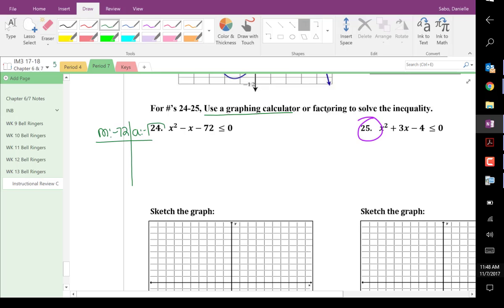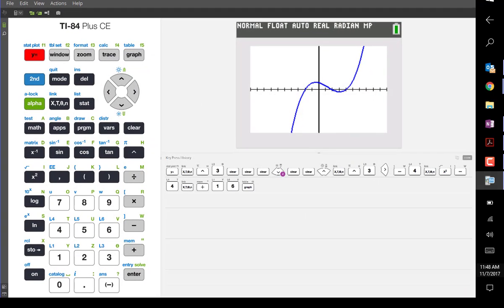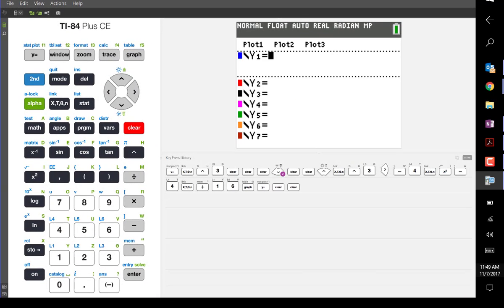So it says use a graphing calculator or factor. If you already hate this idea, go to your graphing calculator. Okay, so here we go. I'm going to show you on your graphing calculator because I think it might be easier. So let's type it in your graphing calculator. Go to y equals, clear it out. I'm going to use Chris's here because I need it. X squared minus x minus 72.